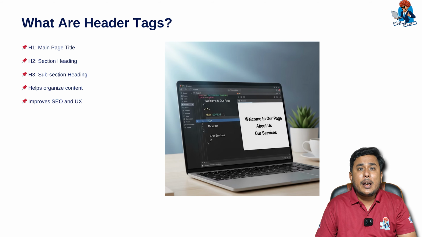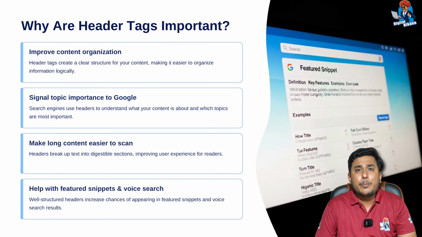Header tags are HTML elements used to define headings and subheadings in your content. They range from H1 to H6, where H1 is the most important and H6 is the least. These tags help structure your content both for readers and for search engines. Header tags improve content hierarchy, making it easier for Google to understand the structure of your page. They also enhance the readability and user experience, especially for long articles.